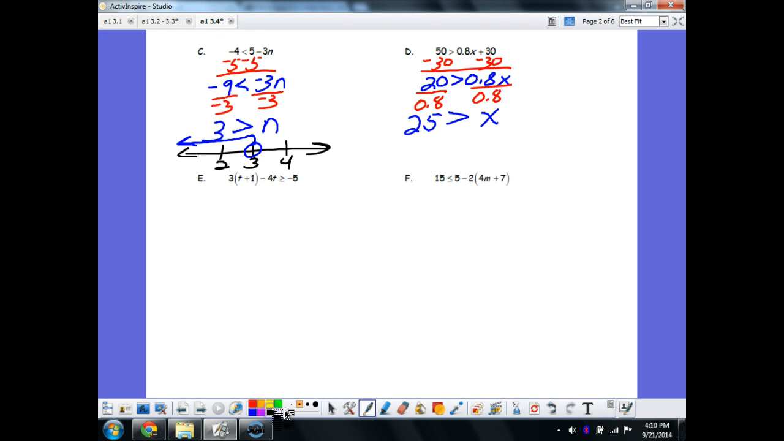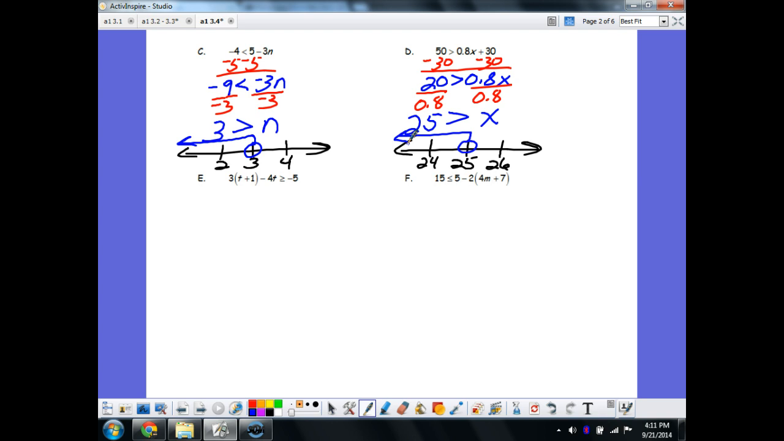To graph the solution to this inequality, we will have an open circle at 25 because it's just greater than. Test a point, like 24. Is 25 greater than 24? The answer is yes, so therefore we would shade in that direction.